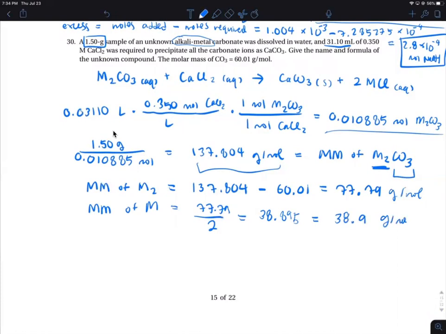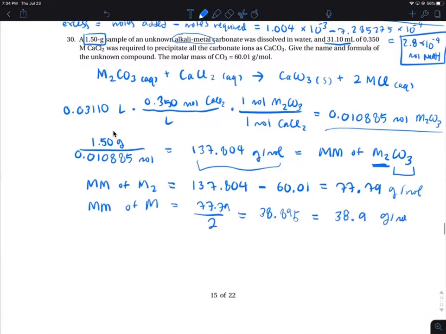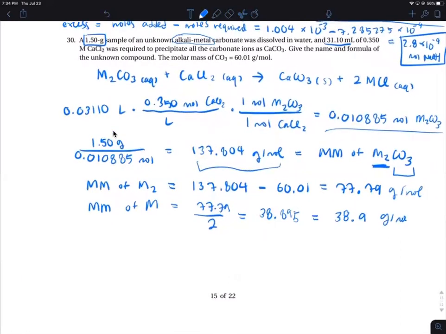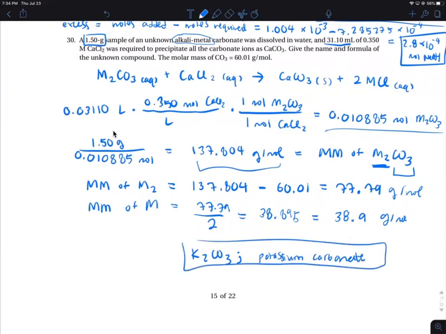So we go and look at the periodic table. What is it really close to? It's really close to potassium, the alkali metal potassium. So the formula is going to be K2CO3. Its name is potassium carbonate. And yeah, we're done.